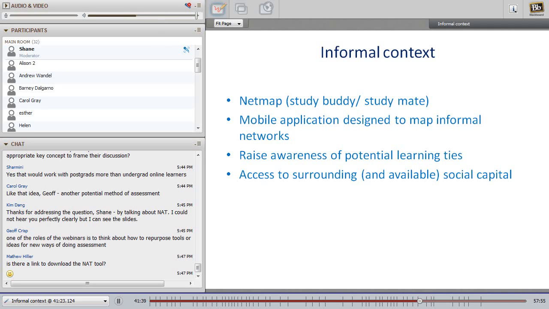This is really a mobile application that was designed to map informal networks that move out of that University of South Australia building that we raised before. So as they come out of a formal space and go into informal spaces, or just the design of the informal space itself, can we start to see what the learning ties are, and can we build this so that students have access to the surrounding and available social capital?